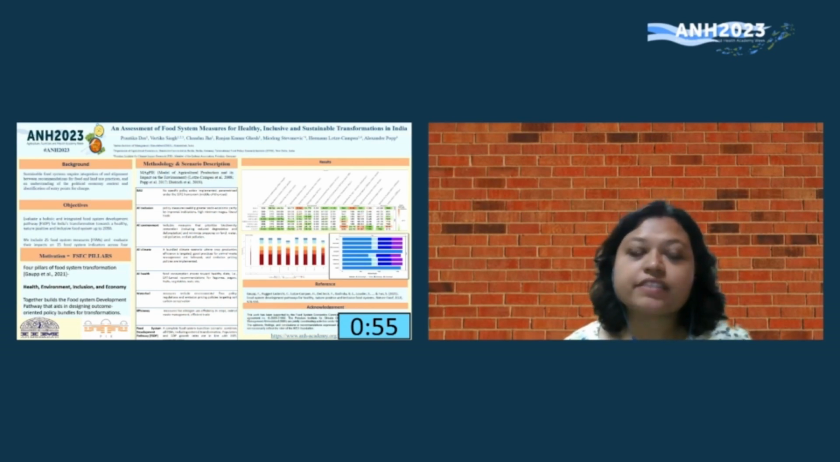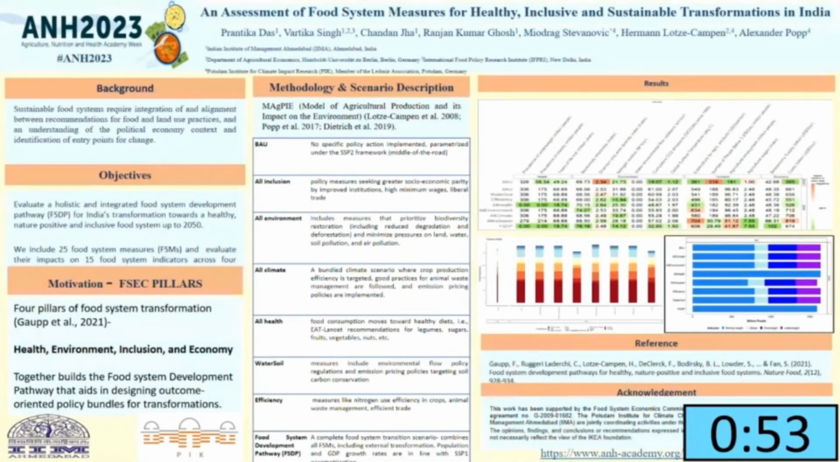Ever since the United Nations Food System Summit happened in 2021, the discussion is how the food system transition would look like. So in this study, we look at the food system transition for India, and we try to develop a pathway, which is known as the Food System Development Pathway for India, looking forward to 2050.